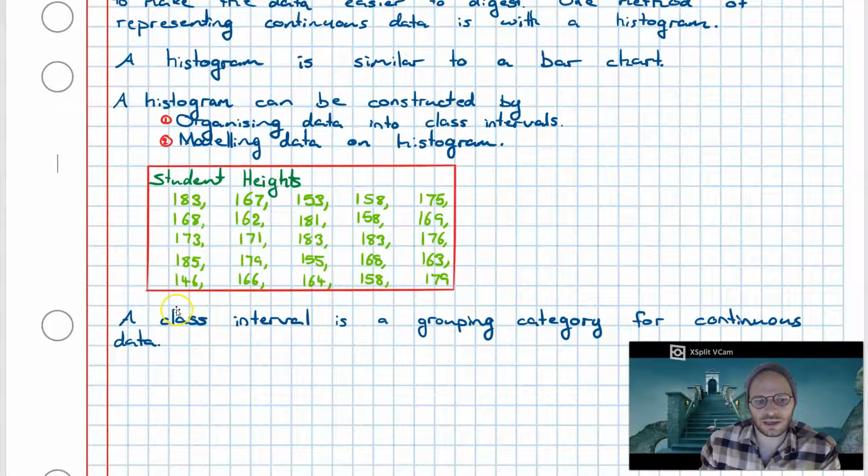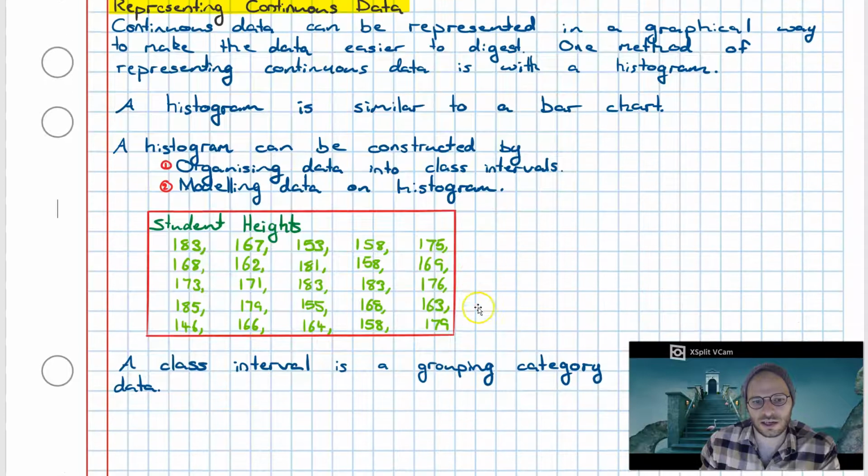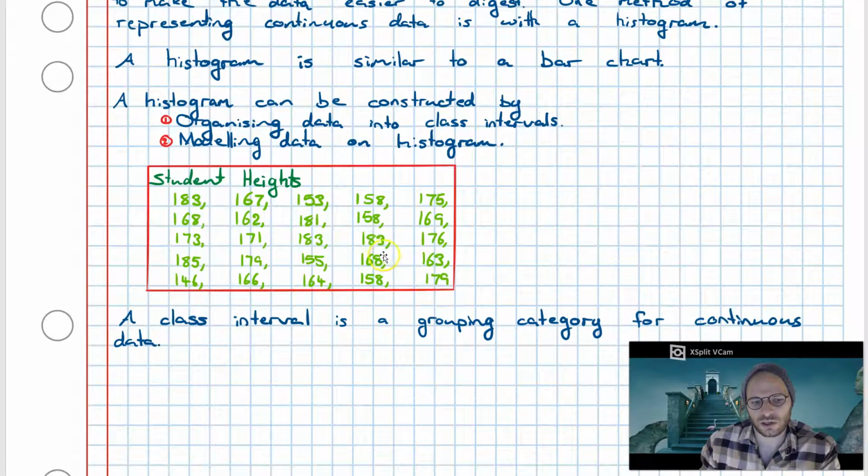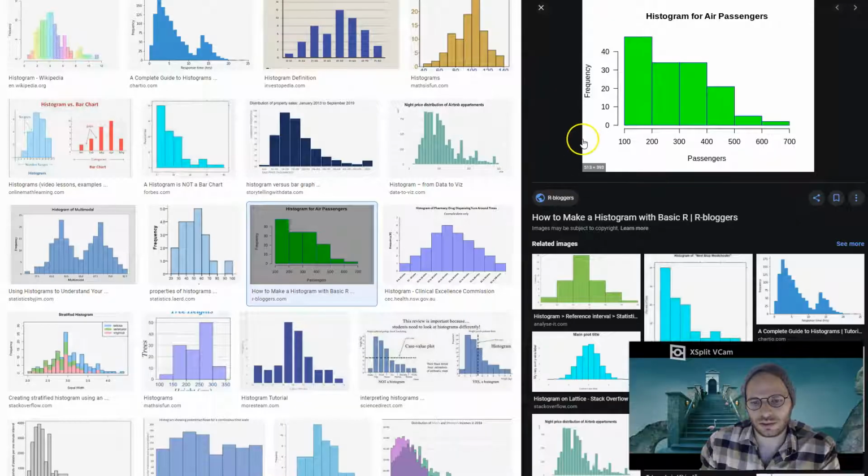Now, to understand the idea of these columns, what we need to look at is something called a class interval. Now, a class interval is simply a grouping category for continuous data. So by that notion, if we're looking at something, for example, like student heights, you've got 183, 167, 153, 158. For a class interval, you can't represent all of these numbers in individual columns like here. Rather, you're going to group them together.